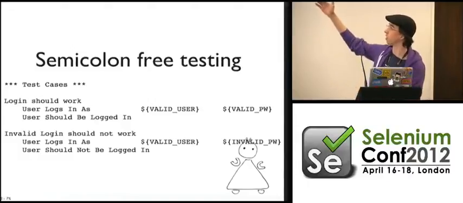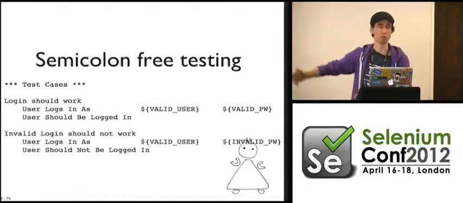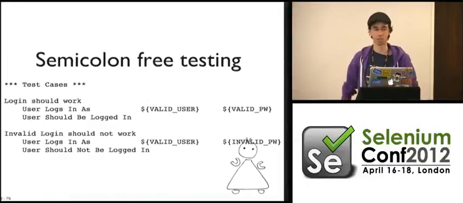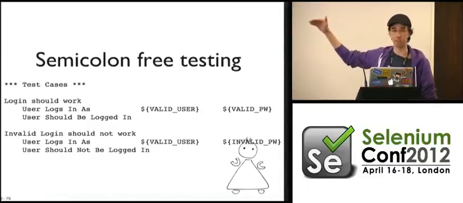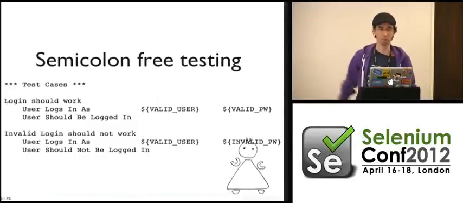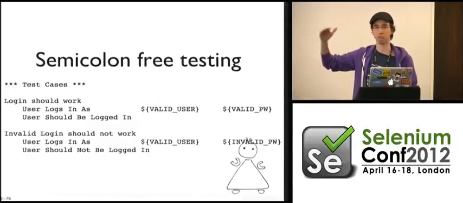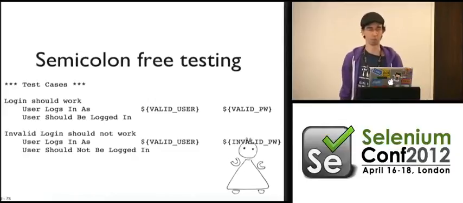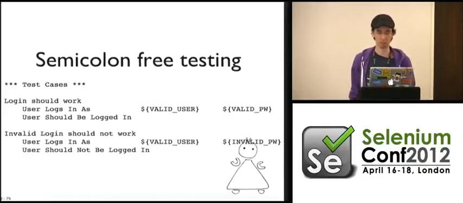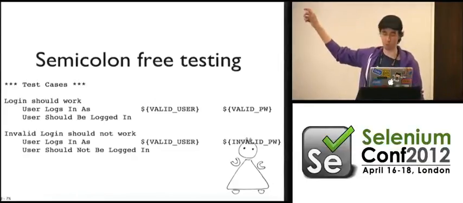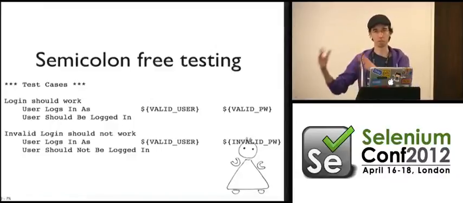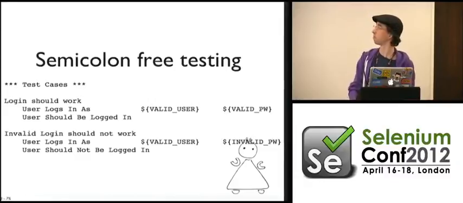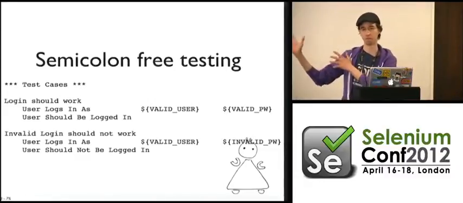The words "login should work" and "invalid login should not work" are the titles of the tests, and the lines beneath are the step definitions that are executed line by line by the Robot Framework test runner. There are also some variable replacements that are resolved out of the context the test is running in. That's just for a first impression.